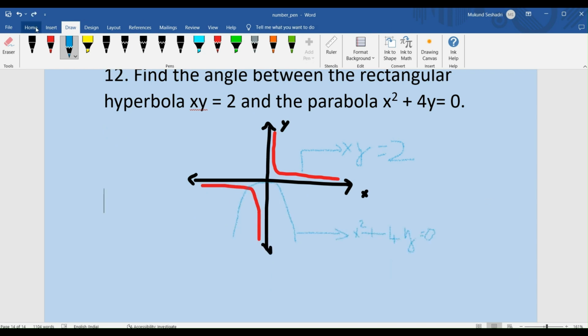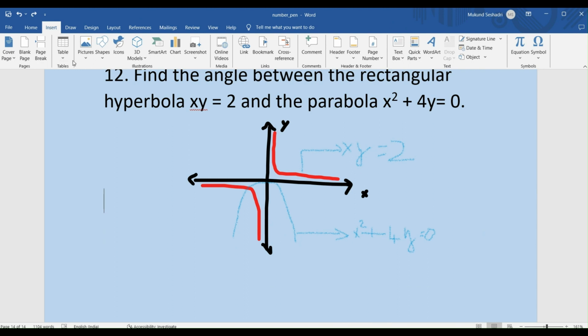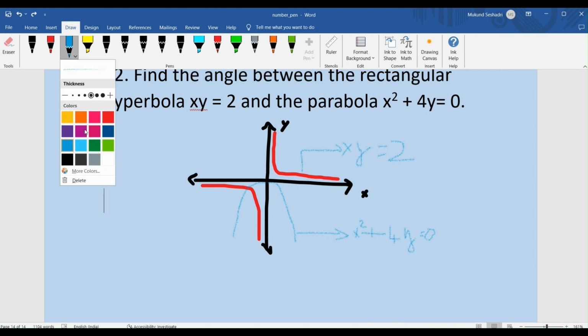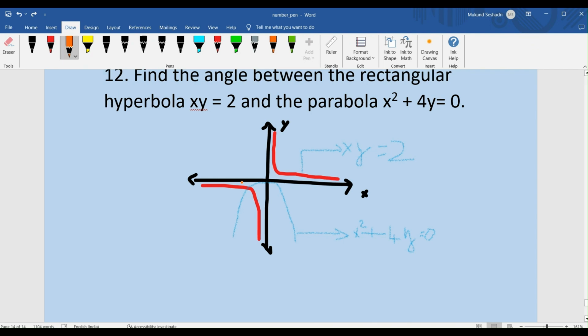Now we have a question here: find the angle between these two curves, right? What it actually means is these two curves intersect at some point, and we've been asked to find the angle between these curves. So let me use another color. This is the point of intersection, and we'll find out what the point of intersection is in some minutes to come.